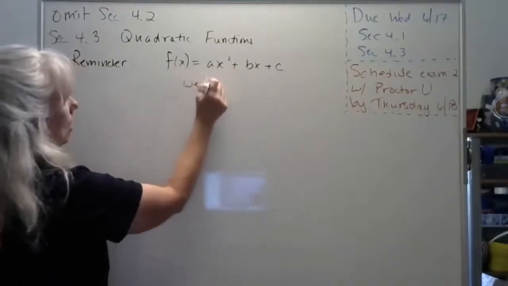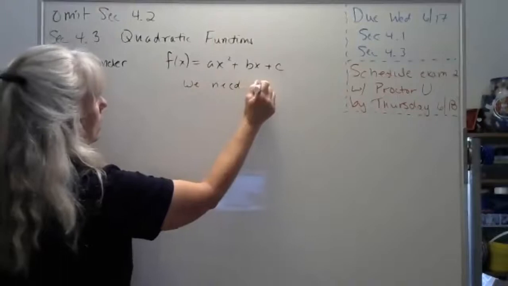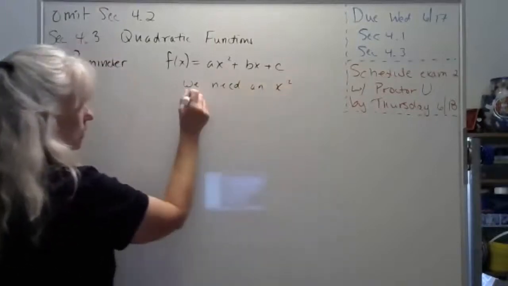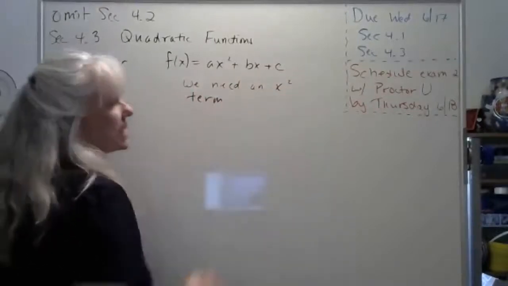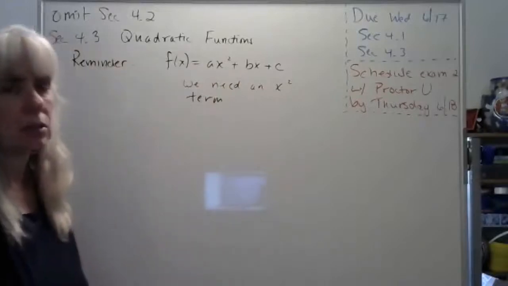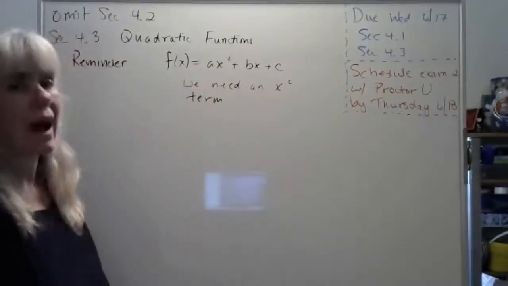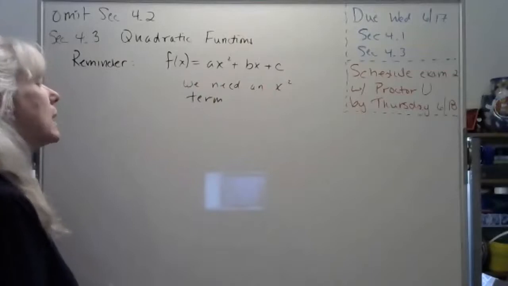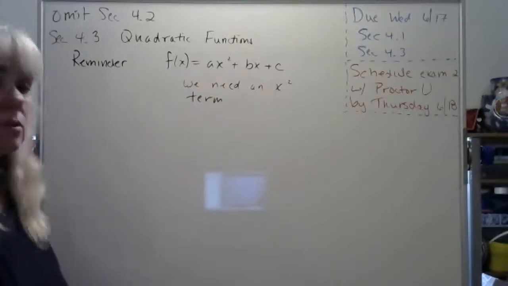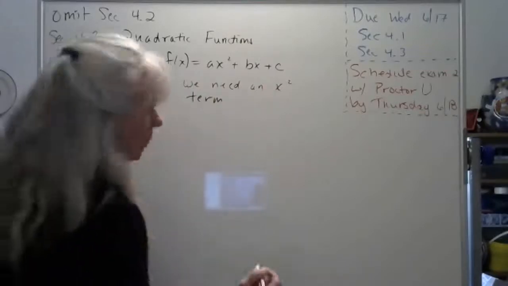We need an x squared term. So the largest exponent you can see is a positive 2. You can't have any negative exponents, no fractional exponents. It's an x squared. We also know some important things about it already.